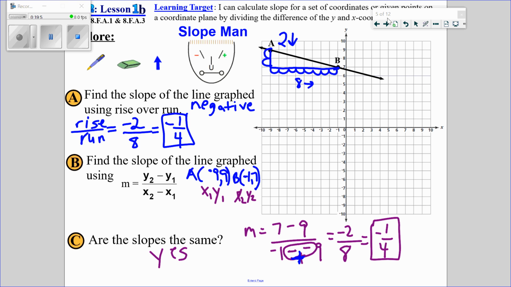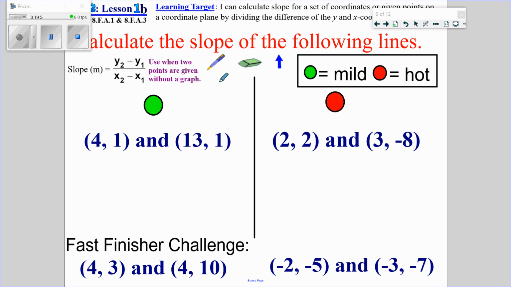Now we'll go to the next one. Calculate the slope of the following lines. So now they're giving you the coordinates and they want you to use the slope formula y2 minus y1 over x2 minus x1. So here we go. First step, label your points. This is x1, y1, x2, y2. So I'm going to write my formula, y2 minus y1 over x2 minus x1 equals y2 is 1 minus, because you see it's part of the formula, y1 is 1.